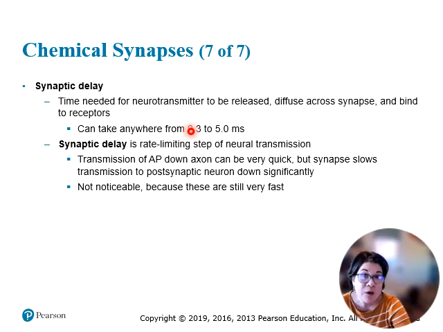It takes a little while for the neurotransmitters to be released, diffuse, and bind, and that's like 0.3 to 5 milliseconds. So that's a little delay. So this step in the synapse is slower than when the nerve or the action potential is actually moving through.